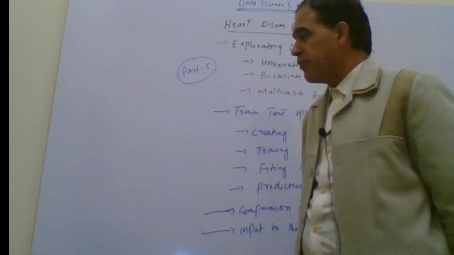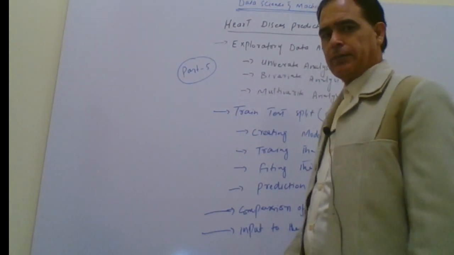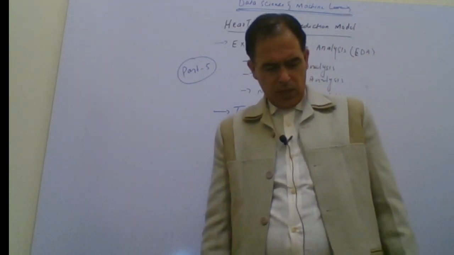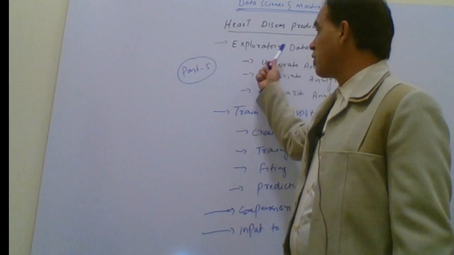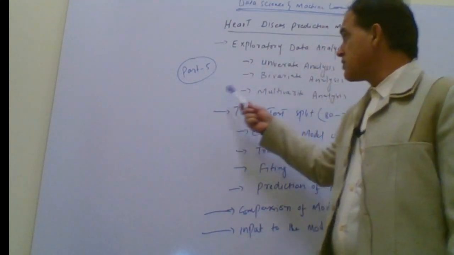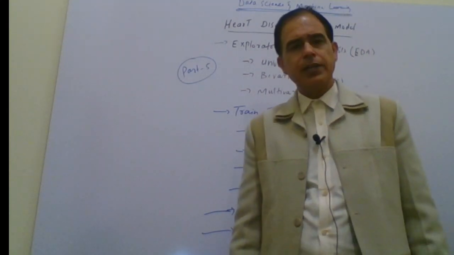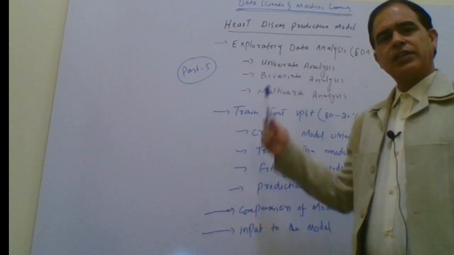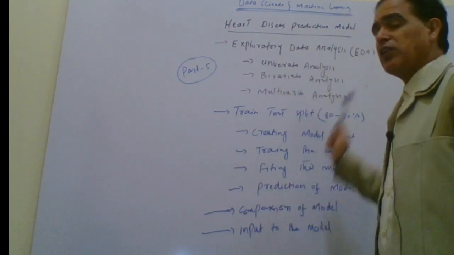We are developing a heart disease prediction model by covering data science and machine learning. We have delivered four parts of developing this model. In part one, we covered the exploratory data analysis in detail. In exploratory data analysis, we performed univariate analysis. What is univariate analysis, bivariate analysis, and multivariate analysis?